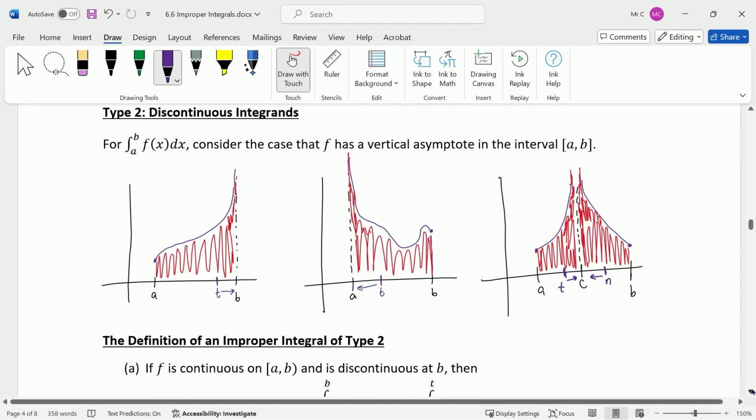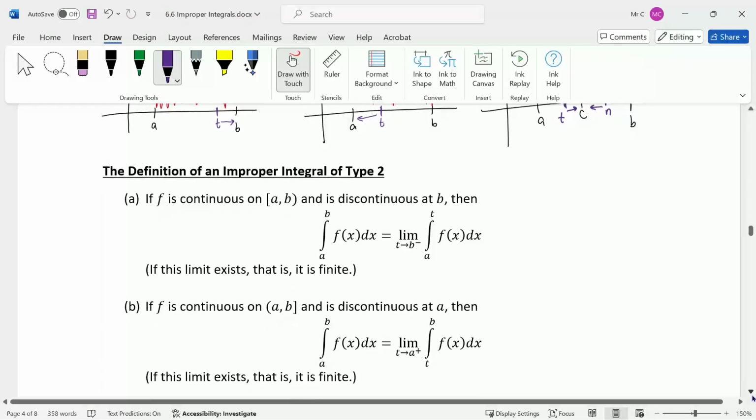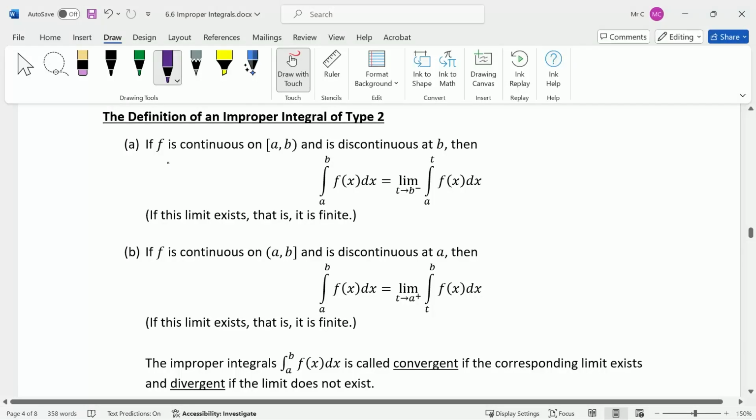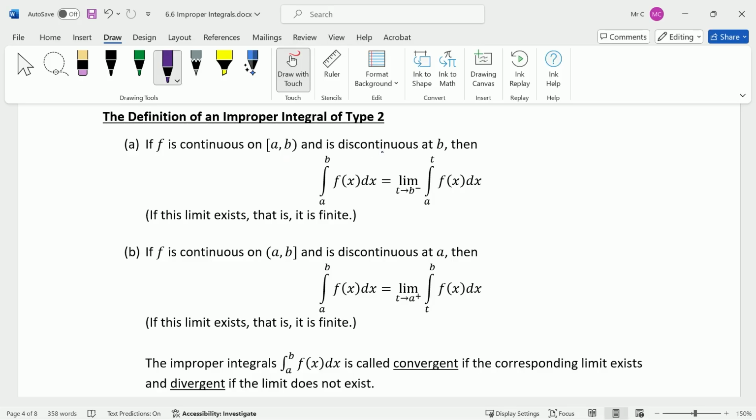Okay, so let's formally define this thing. If f is continuous on the half-open interval [a, b), closed at a and open at b, and discontinuous at b, then the integral from a to b of f of x dx is defined as the limit as t goes to b from the left of the integral from a to t of f of x dx.